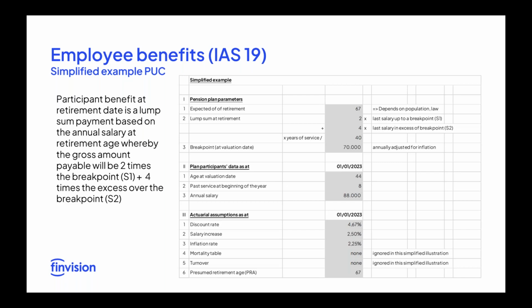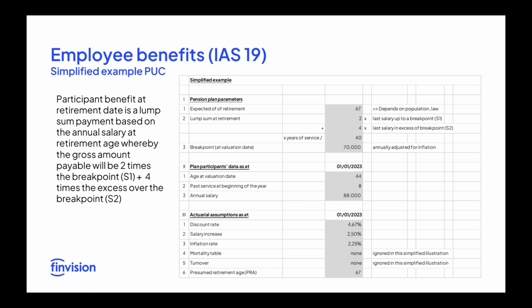So everything up to 70,000 you receive 2 times. So it will be 2 times 70,000 plus 4 times everything in excess. So your last salary in excess of the 70,000 will be multiplied by 4, and that will be your lump sum payment. But the plan requires, for the full benefit, that you have 40 years of service in the plan. It may be that you entered later and only have 30 years. In that case, there will be a pro rata.